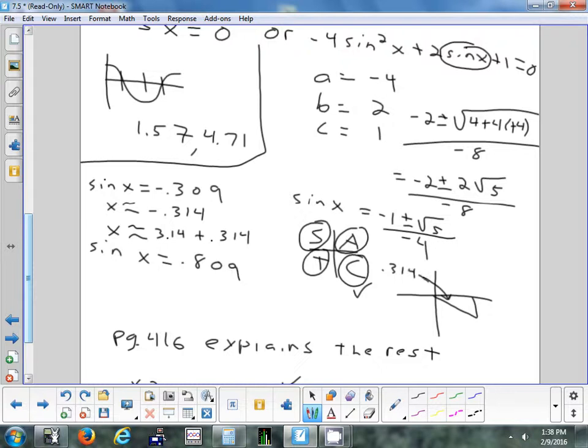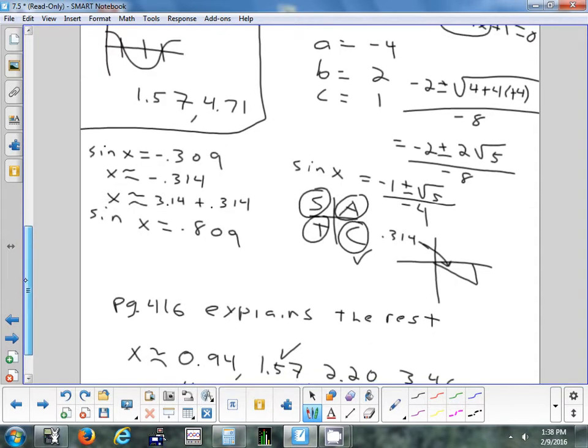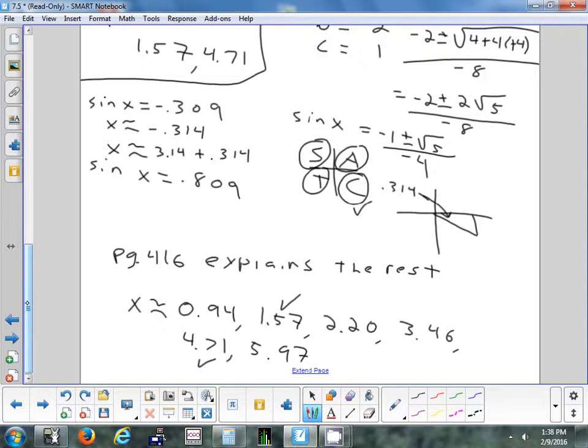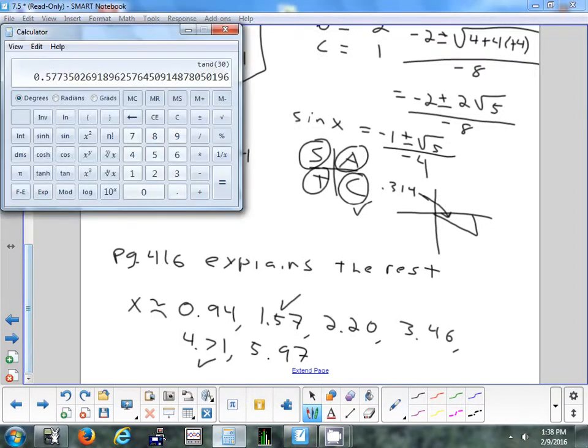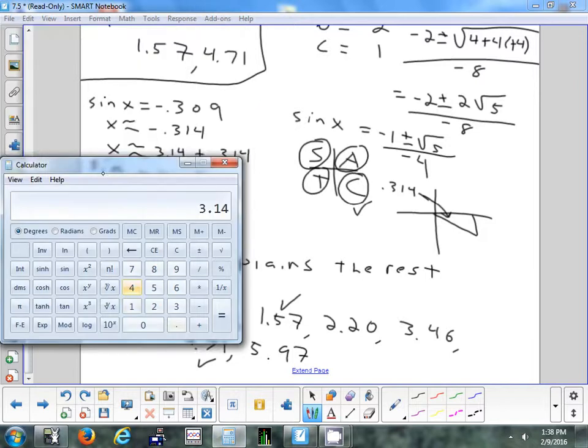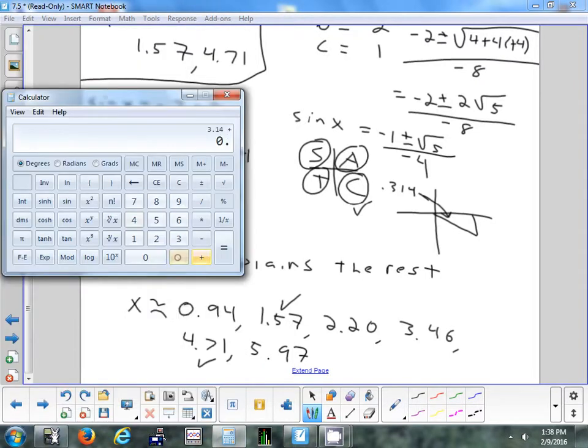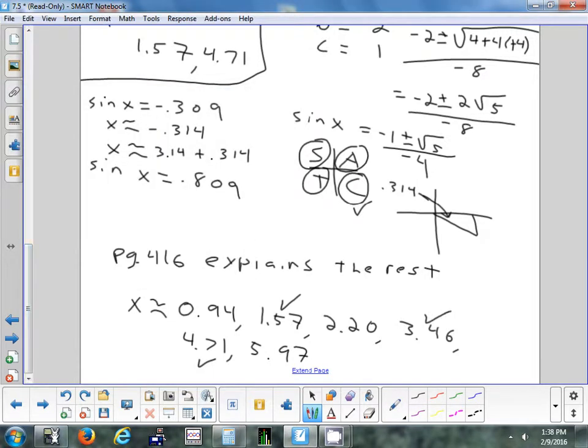It's confusing when your inverse sine and your sine are almost the same number. All right, so let's see if we get some of the answers we're looking for. This 3.46, I'm thinking that's going to be this one, right? Let's check it. 3.14 plus 0.314, 3.45. Okay, so there's 3.46. Now, we've got that one.